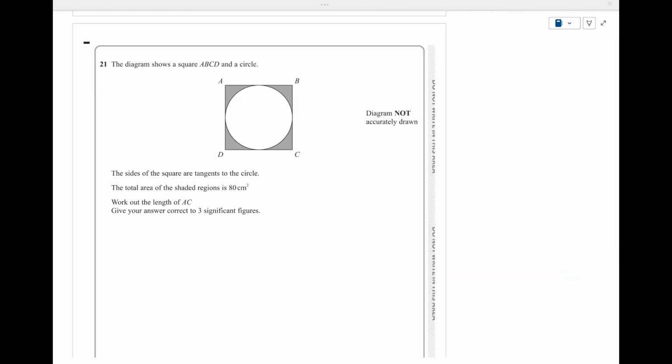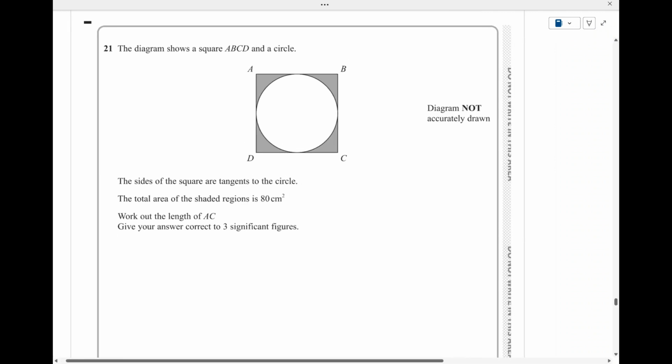Question 21. Now, this looks like quite a complex area problem involving a circle and a square. We're definitely in the realms of sort of hard grade 7, grade 8, grade 9 questions here.